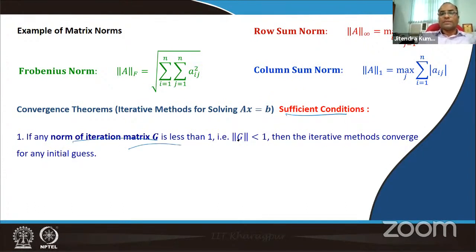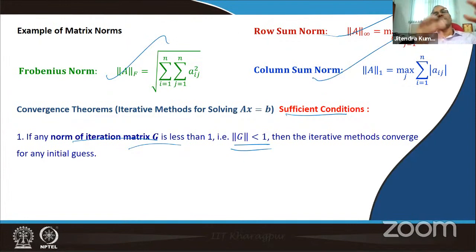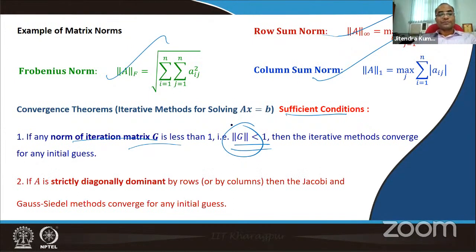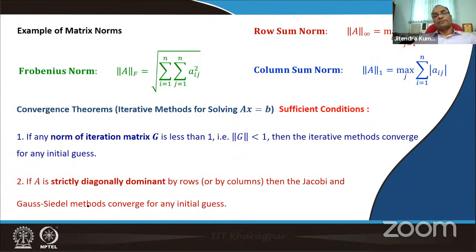If any norm is less than 1, you can take the Frobenius norm, the row sum norm, the column sum norm, any other norm, and it is less than 1, the method converges for any initial guess. Finding out these norms is much easier than, for instance, getting those eigenvalues. Second, if A is strictly diagonally dominant by rows, then the Jacobi and the Gauss-Seidel methods converge for any initial guess. This is the second sufficient condition, which is actually very easy.